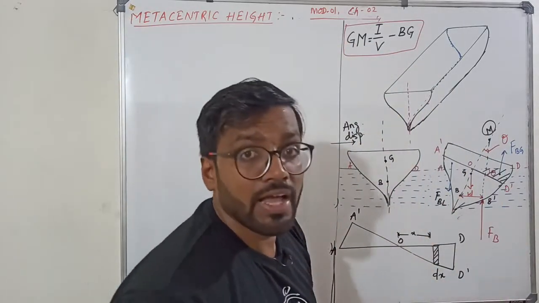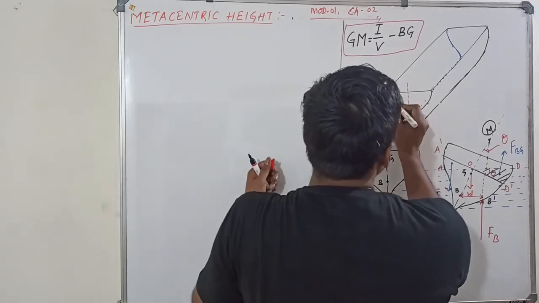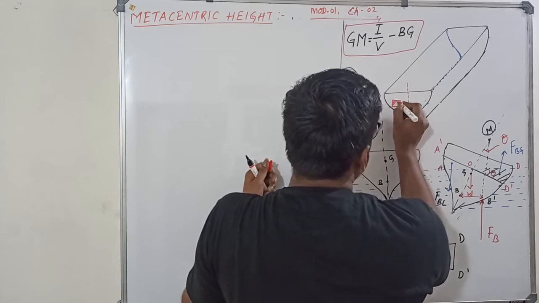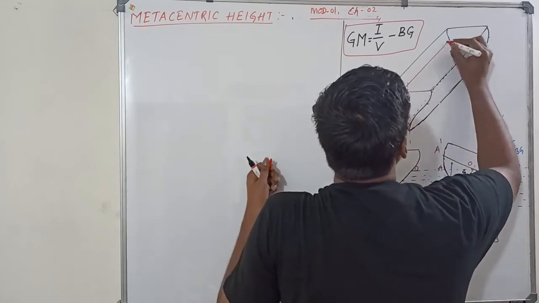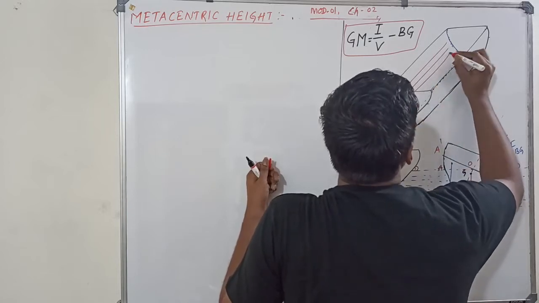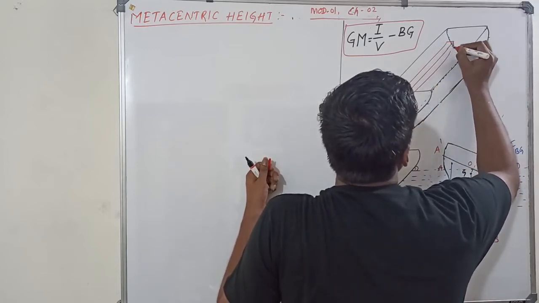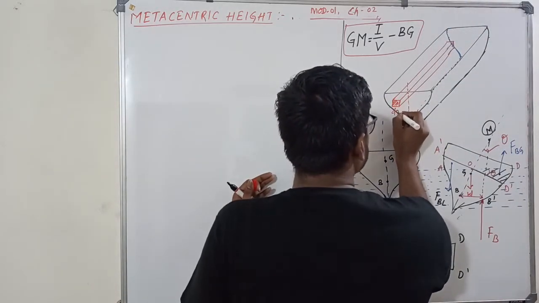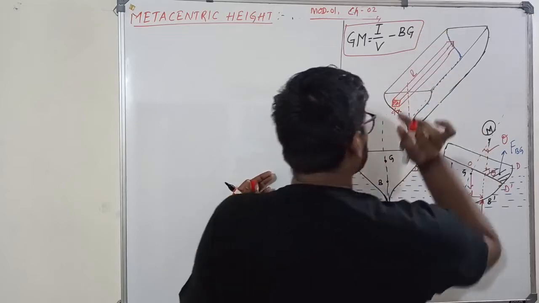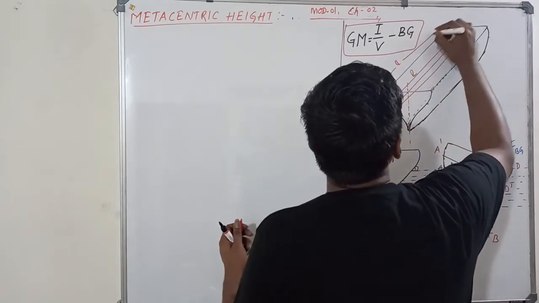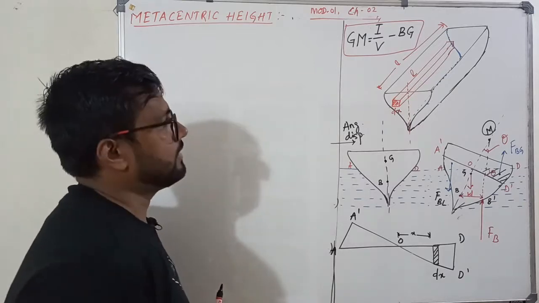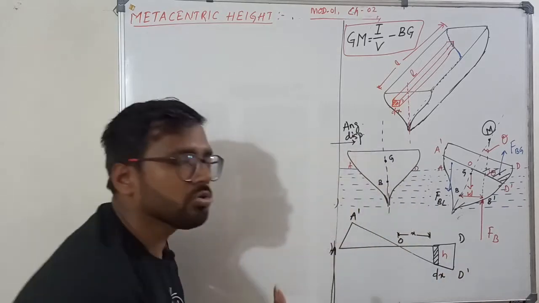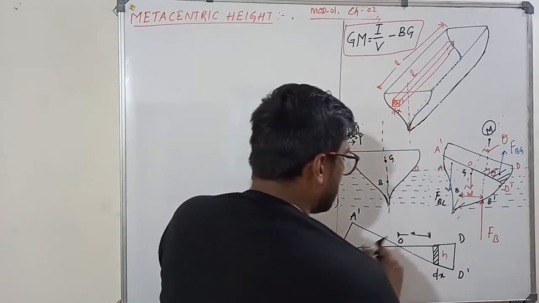That means if I have to show you the elementary strip, see, I am showing it on the other side. It's like this. So this is your elementary strip of thickness dx, which is throughout the total length. This is L, the total length of the ship. So this is your dx. How much is this height? This height is h. We don't know the height h. We will find the height h.